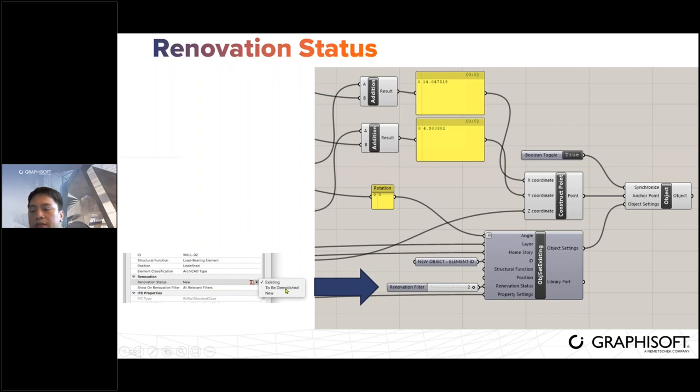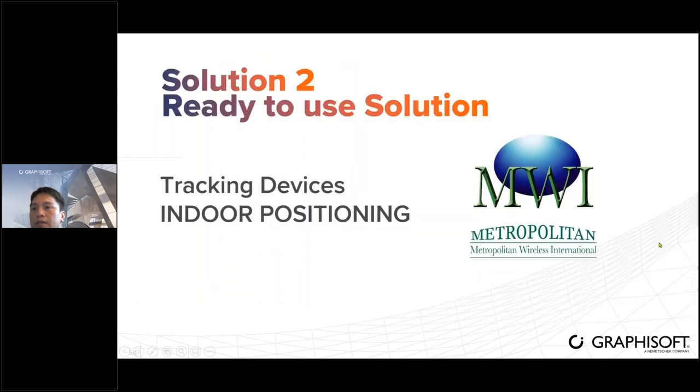For those ArchiCAD users, if you click the object and go to the settings, you will see this renovation option. Most of the objects are now existing because this is as-built. So what I'm going to do here is change the renovation filter to new. Maybe you're asking why the value is 2: the computer reads this by index. Existing is 0, to be demolished is 1, and new is 2. That's why my value here is 2. After that, I pass those settings to the new object. That is the first solution. It's very straightforward: we use object detection and then use Rhino Grasshopper to create an object.